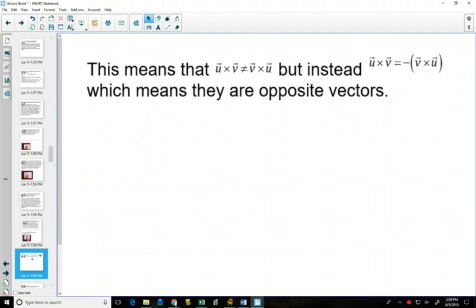So, U cross V and V cross U are not the same. They are vectors in the opposite direction. They'll have the same magnitude, but they'll be in the opposite direction. So you could say that U cross V is equal to negative V cross U.